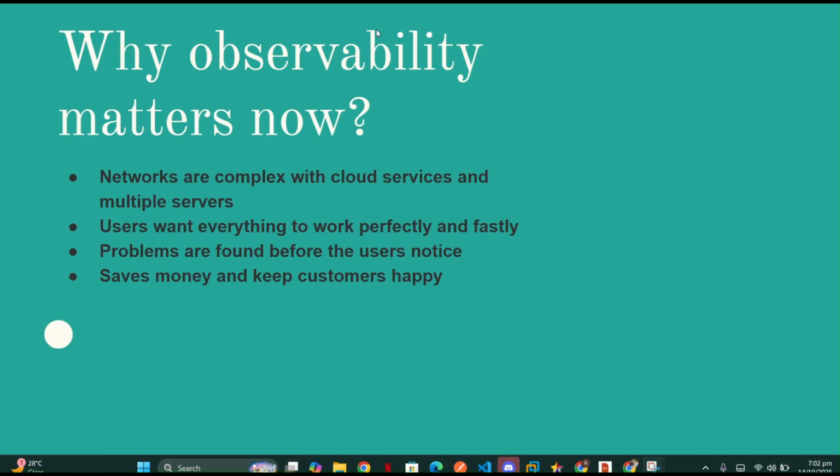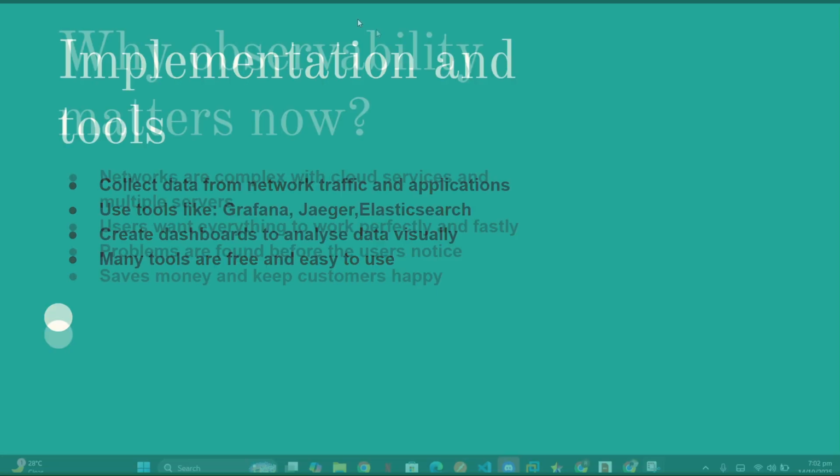Observability finds problems in seconds. It tells us what's wrong right away. We can fix it before users even know there's a problem. This saves money and keeps the customer happy. It's essential for businesses today.